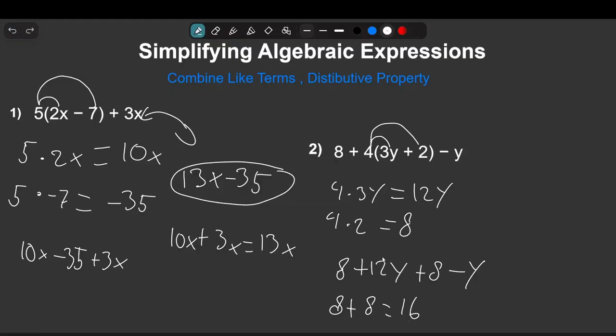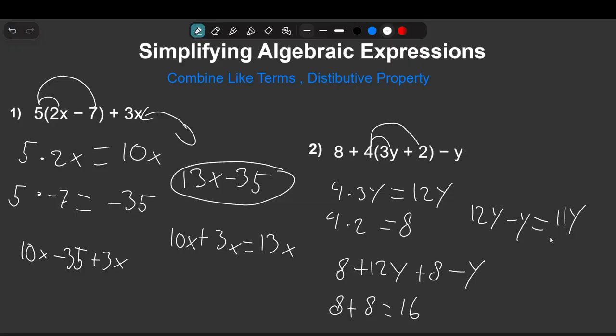And now we have 12y and a minus y. Remember, if there isn't a number before the letter, it always just means 1. So this is basically minus 1y. So now we're going to do 12y minus y, which equals 11y.